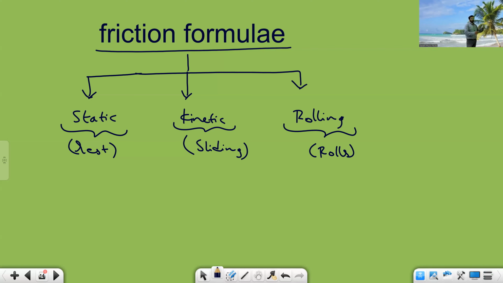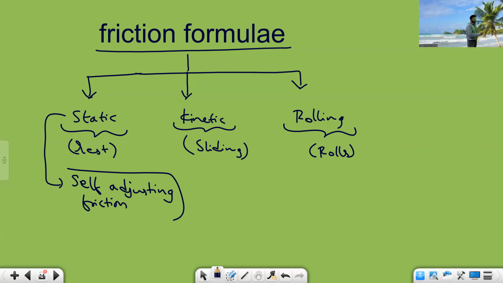First of all, what is static friction? It is also called self-adjusting friction. Please remember, the term I am using is very important: self-adjusting friction. Friction will adjust by itself.